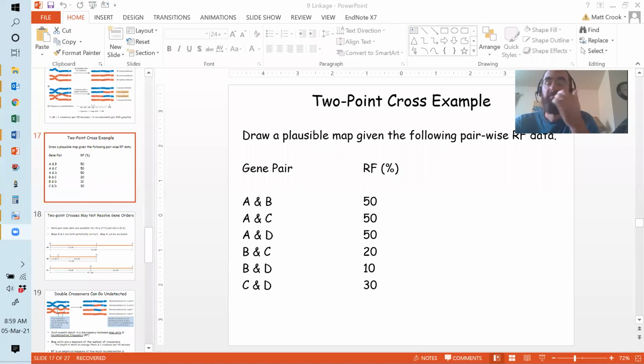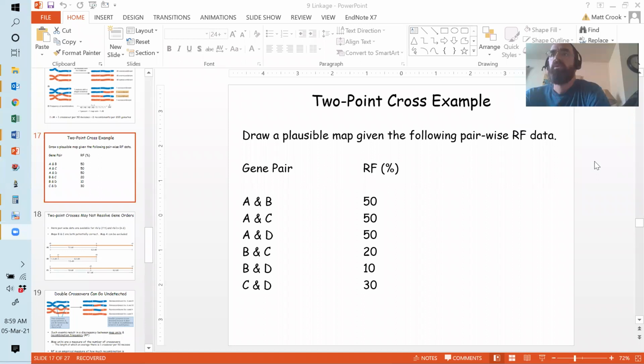So, I set you some homework in a sense last class, which was to do this exercise, right? So, hang on, share screen. All right, this exercise. How do we use this to figure out the relationship between these four genes? Where do you start first?